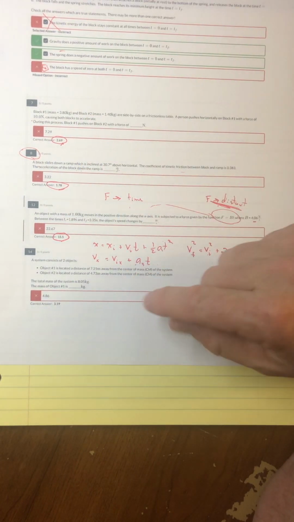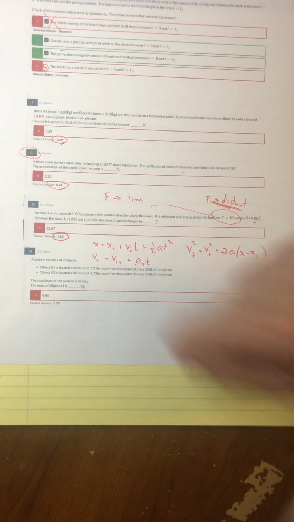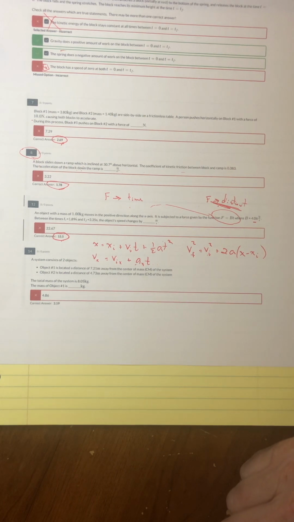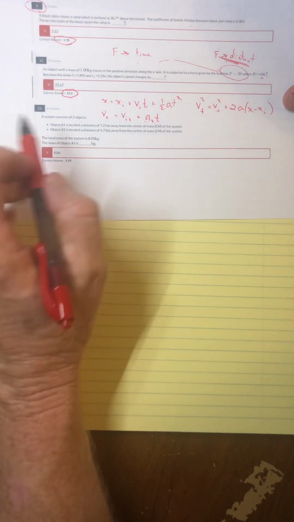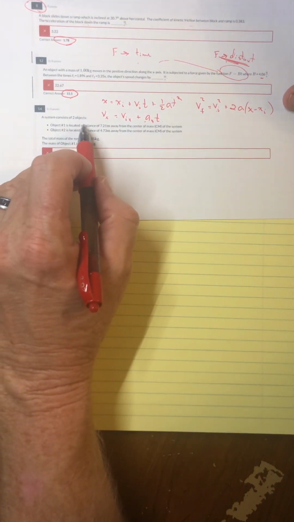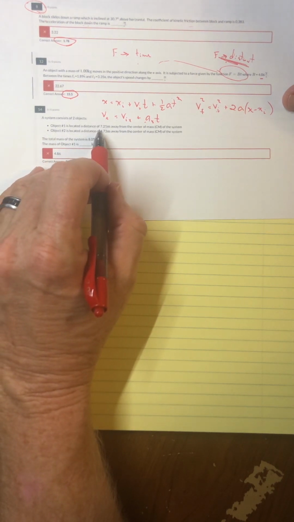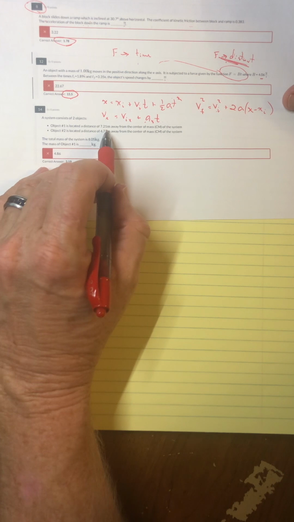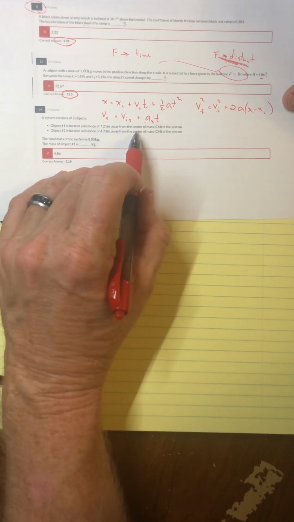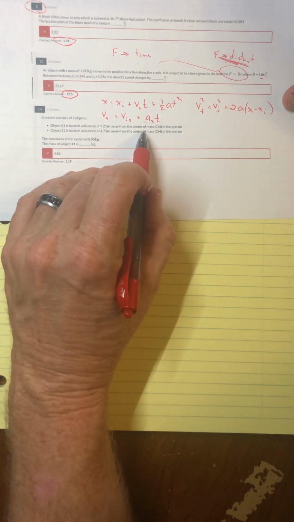I've done 4 videos. You don't have to watch them in this order, but I'll do the 5th question I had. It's about number 14, so I'll just put number 14 here. Let's read it together. It says a system consists of 2 objects. Object 1 is located a distance of 7.21 meters away from the center of mass of the system.